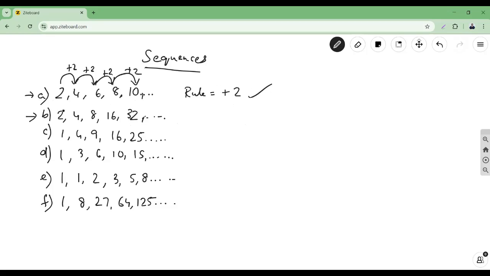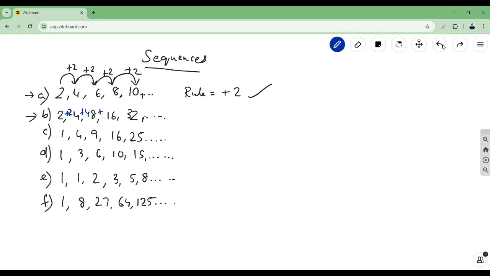Coming to this one, I'll again try addition. It's a plus 2 here. The next one is 4 plus, oh, it's not 2 now. It's a plus 4 now. The next one is a plus 8. Then it's a plus 16. What am I seeing here? Whatever number is there, that is what I had to add to get the next one. So this could be that way.